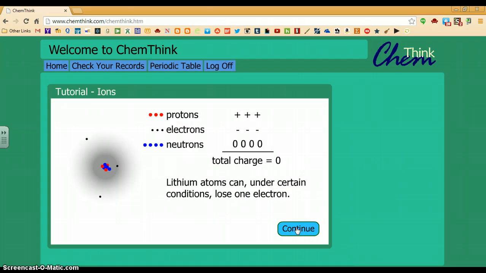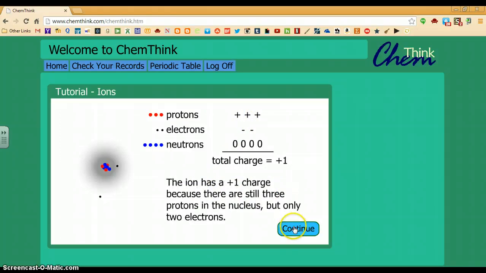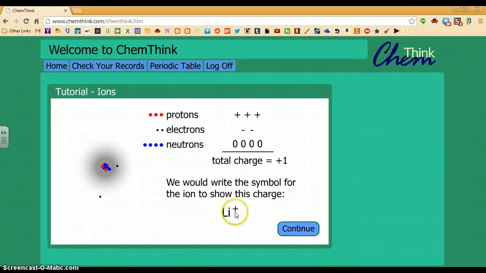So when an atom loses or gains an electron, it changes its charge. Now when you lose an electron, you have an extra positive charge. And that positive charge changes the lithium into a +1 ion. So now it has a positive charge, and it's lithium plus. So remember, whenever you lose an electron, it's going to be a positive ion. And when you gain an electron, it's going to be a negative ion. It sounds confusing, but if you draw it out like Chemthink does up here, it's a lot easier.